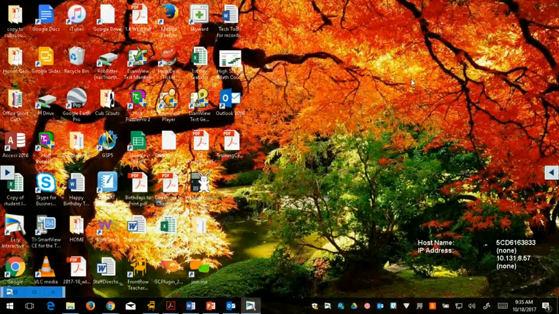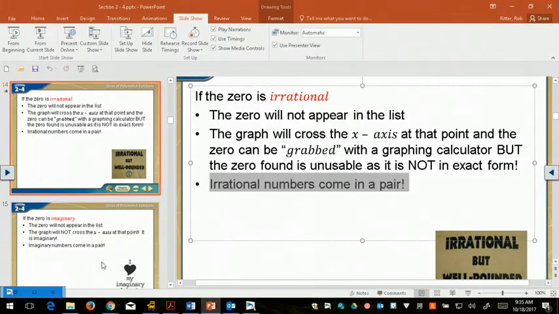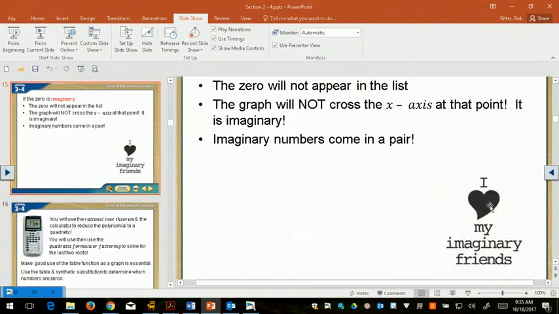Okay, wrong screen. So, for our imaginary, here you go. There you go, Ben. Right there.